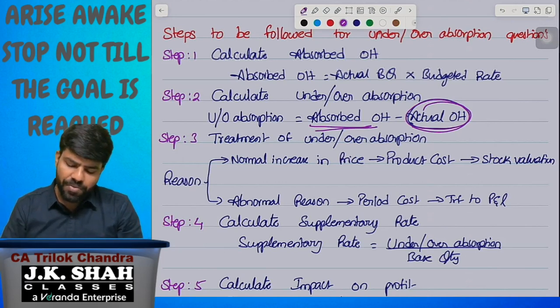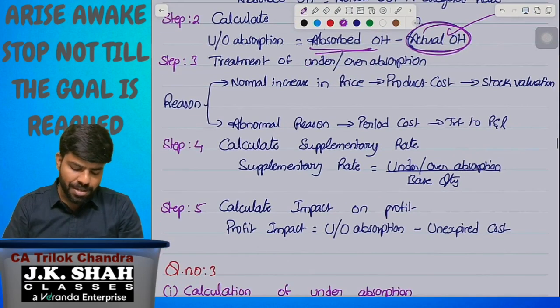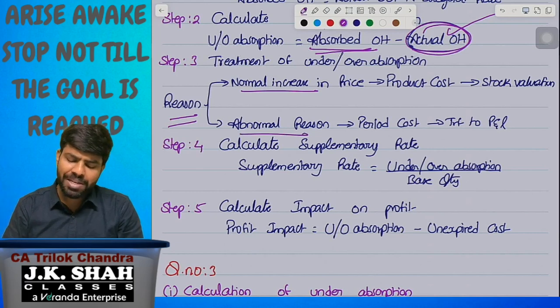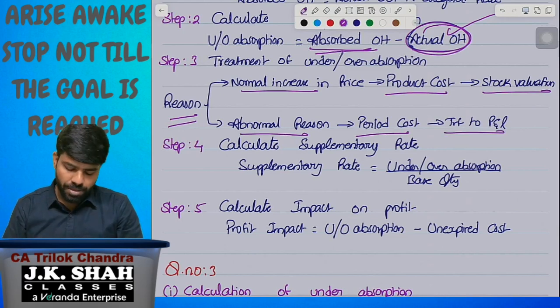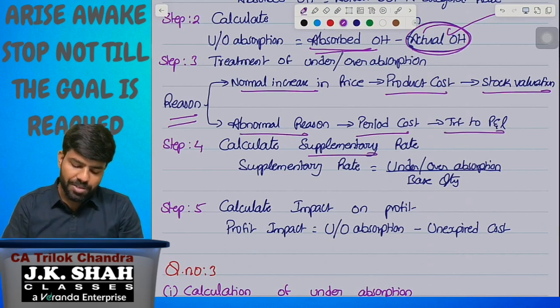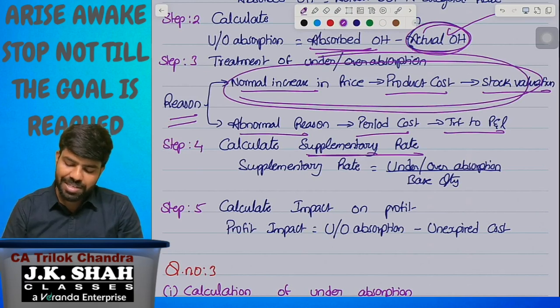Now, once we calculate the under or over absorption, for treatment, first we need to look into the reason. Normal increase in price: product cost, stock valuation. Abnormal reasons: period cost, transfer to P&L. Step 4, supplementary rate. This point is regarding stock valuation. Whenever it comes to stock valuation, first calculate the supplementary rate.